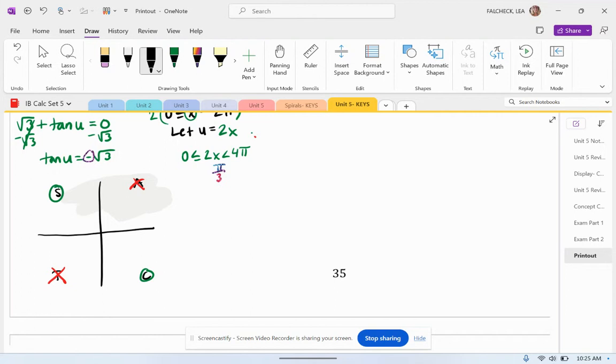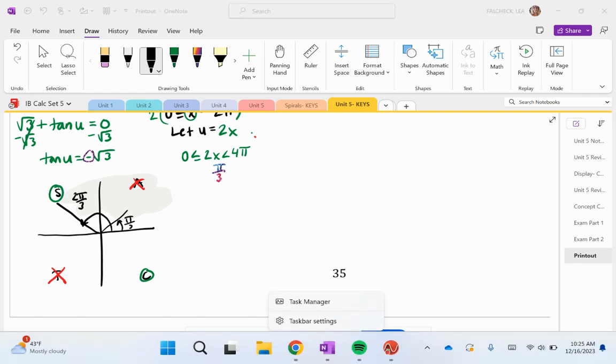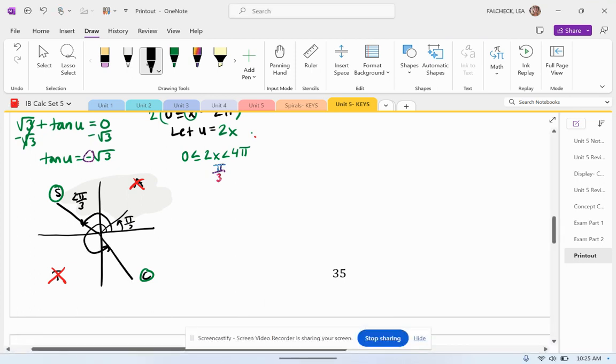So if I take a reference angle of pi over 3 and I rotate him into the second quadrant, that is going to be 2 pi over 3. If I rotate that reference angle of pi over 3 into the fourth quadrant, that's going to be 3 pi over 3, 4 pi over 3, 5 pi over 3. So I now have 2 pi over 3 and 5 pi over 3 in my first rotation around the unit circle.